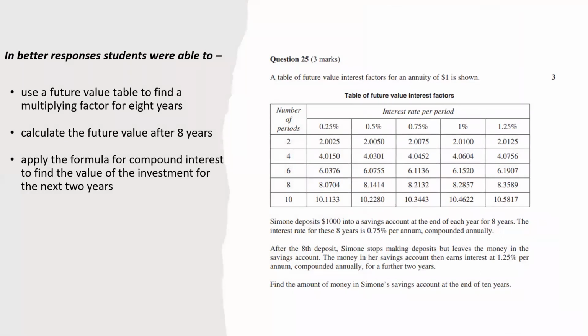Again, the better students just looked up the number in the future value table. Then they multiplied that by a factor of 8 years to quite quickly get the future value of the annuity. Then they were able to apply a compound interest formula for the remaining 2 years.